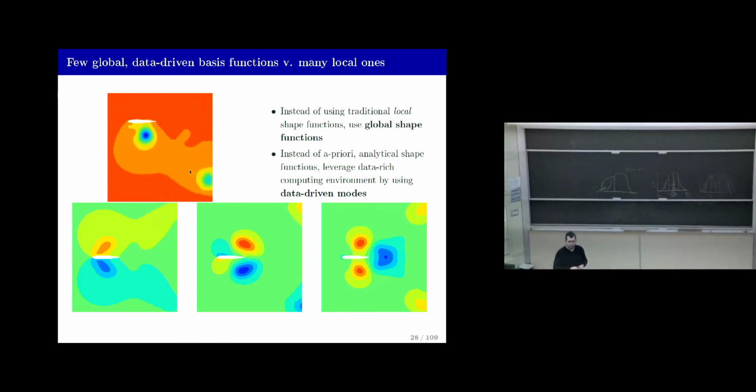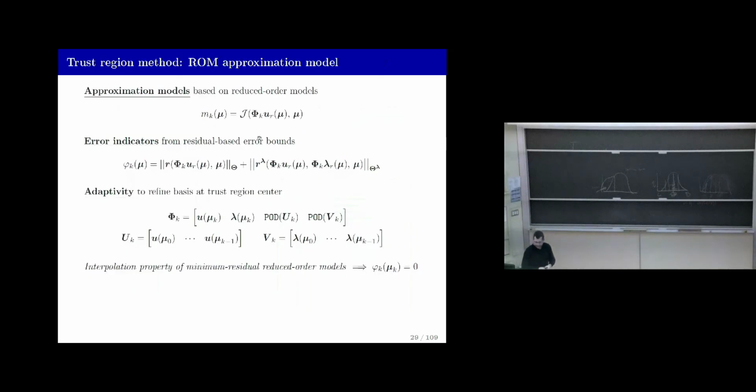The other option that you have is, let's say I use these 3 modes. They have nice properties. They're global, and they're data-driven modes, so I can potentially get away with far, far fewer of these than if I were to use local polynomials. This is just some of the intuition behind using reduced order models, at least in the way that I'm talking about it here.